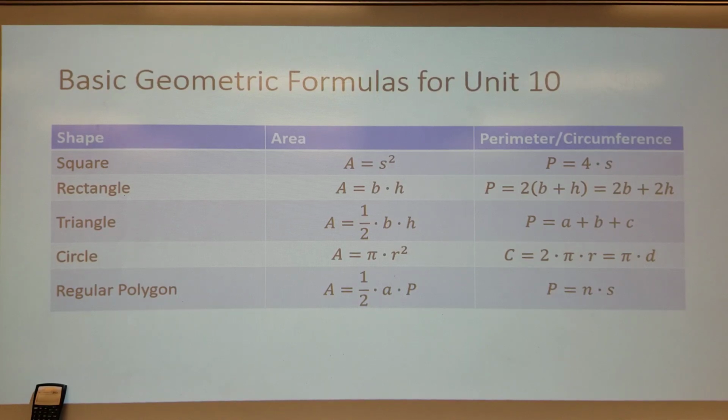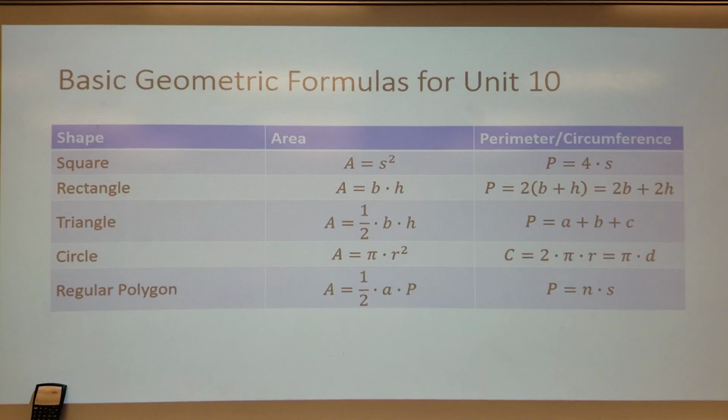The area and the perimeter for a square: you take the length of the side and you square it to get the area. You take the length of the side and multiply it by 4 to get the perimeter. In a rectangle, it's base times height for the area, or 2 times the sum of the bases and the heights, or 2 times b plus 2 times h for that whole perimeter.